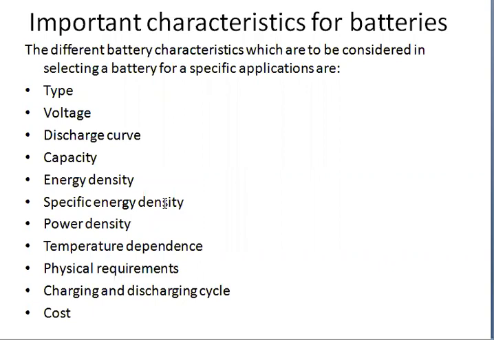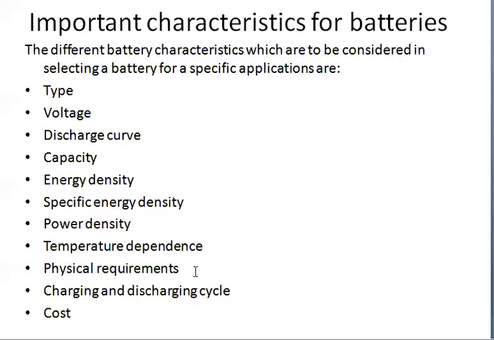And the next one is physical requirements. The physical requirements denote the battery geometry, that is the size, weight, and shape of the battery, and it also includes the location of the terminals. And the next one is charging and discharging cycle. That means the battery takes time to charge and it takes some time to discharge. That is called charging and discharging time.